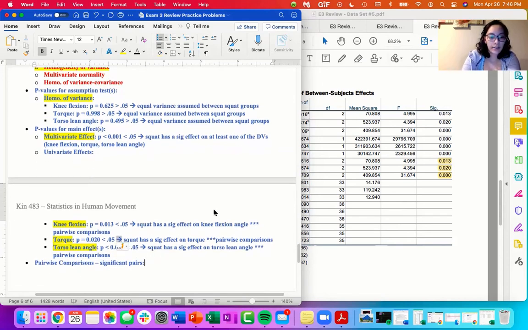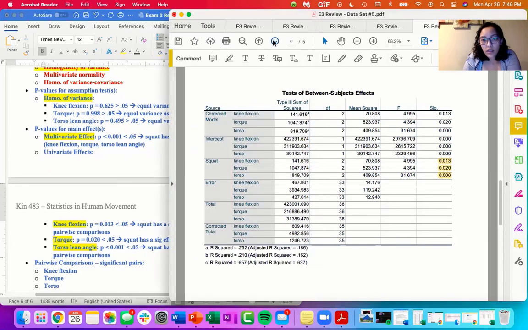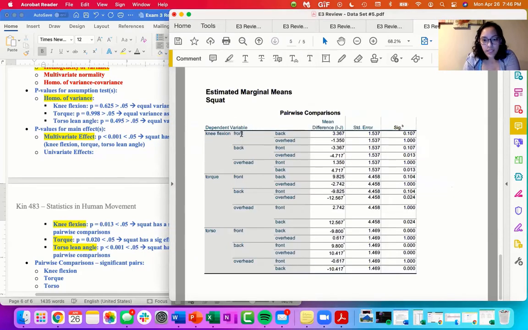So now we know what we're looking at in our pairwise comparisons. We're going to be looking at differences between squats for the dependent variable knee flexion, differences between squats for torque, and then differences between squats for our torso lean angle. So then we can see, these look similar to our interaction effects, in which case we're saying what's the difference between the squats for a given dependent variable instead of having two independent variables.